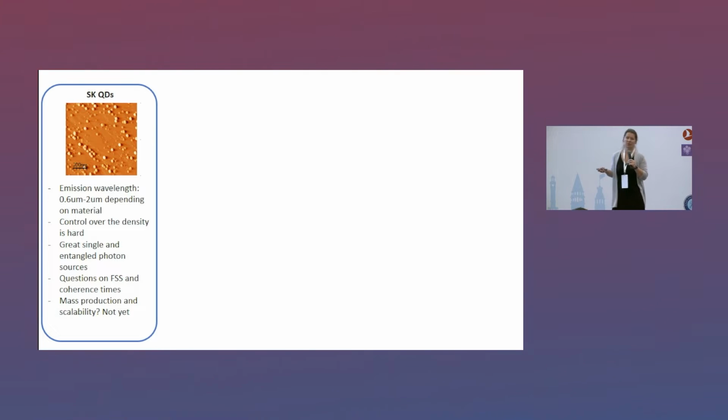So Stranski-Krastanov quantum dots were first experimentally achieved more or less when I was born. I'm slightly older than them, so about 35 years ago. First of all, people started showing the spectra of ensembles of quantum dots. And then eventually, after 20 years, we ended up showing individual lines and started working with them. Also within those 20, 30 years, we found out that we can achieve single quantum dots at different wavelengths, from 600 nanometers up to even 2 microns, which was quite attractive.